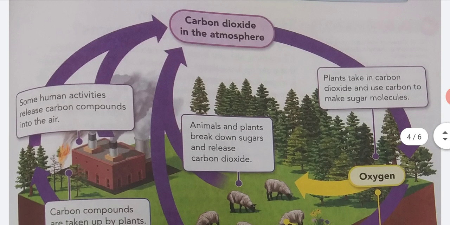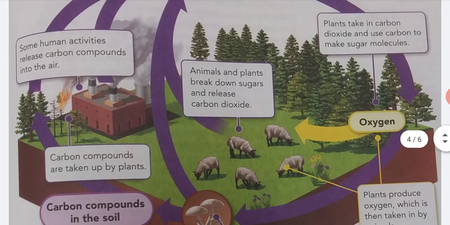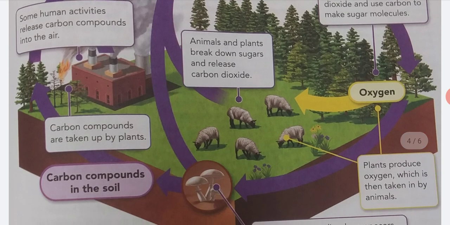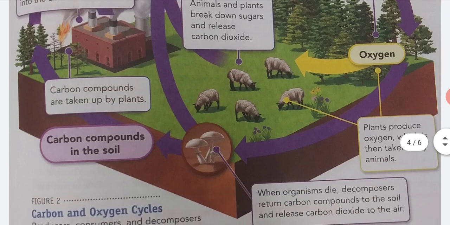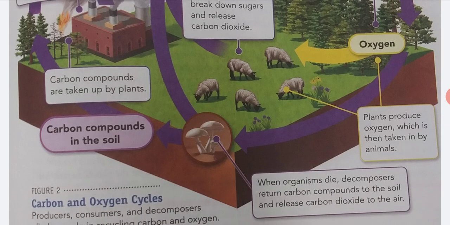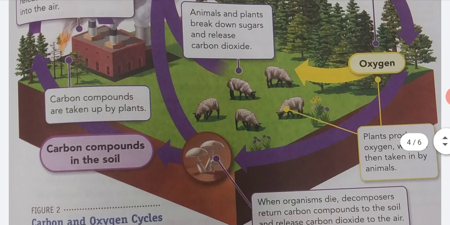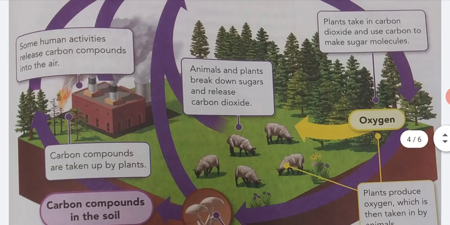Carbon dioxide in the atmosphere. Some human activities release carbon compounds into the air. Animals and plants break down sugars and release carbon dioxide. Plants take in carbon dioxide and use carbon to make sugar molecules. Plants produce oxygen, which is then taken in by the animals. When organisms die, decomposers return carbon compounds to the soil and release carbon dioxide into the air. Carbon compounds are taken up by plants.